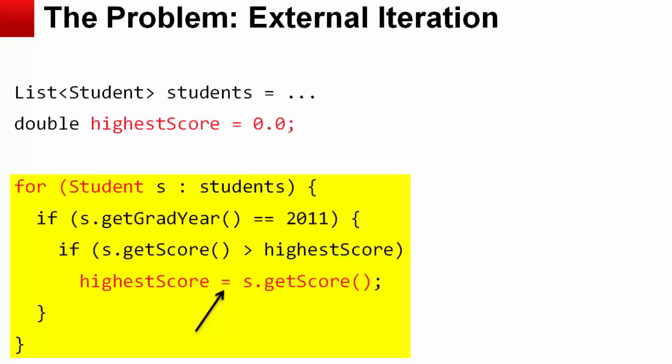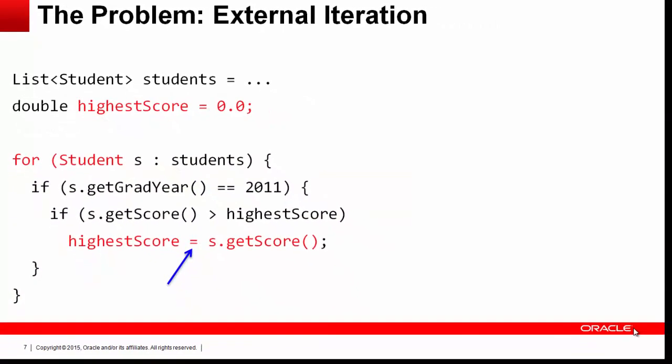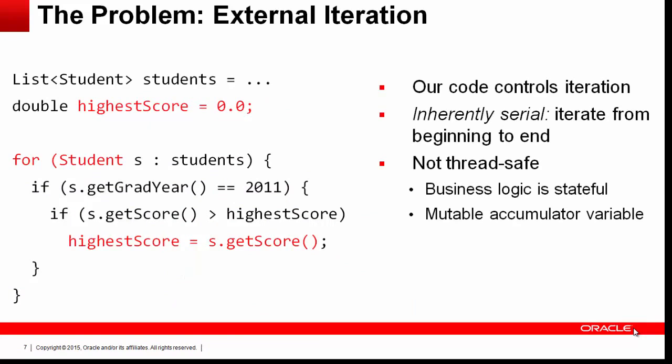At the end of this, what we're going to have is the highest score that any student got in the year 2011. We solve the problem. There is absolutely nothing wrong functionally with what we're doing in this code. So the functionality works perfectly. The problem is in terms of how we would want to process that if we want to take advantage of multiple cores and multiple processors.